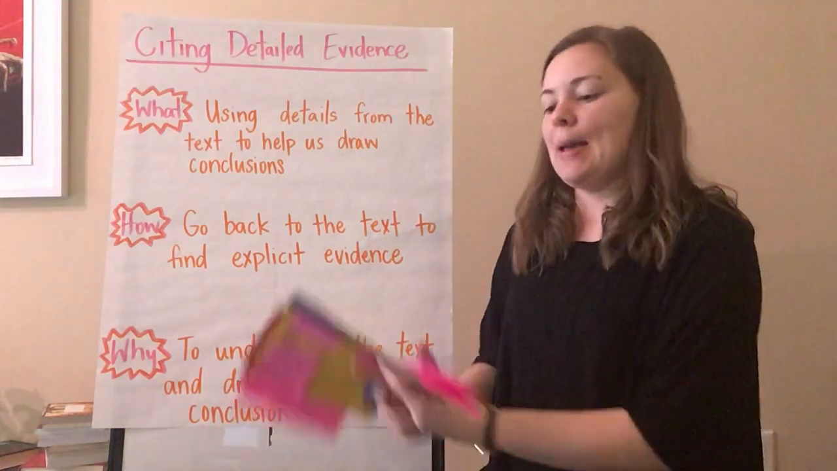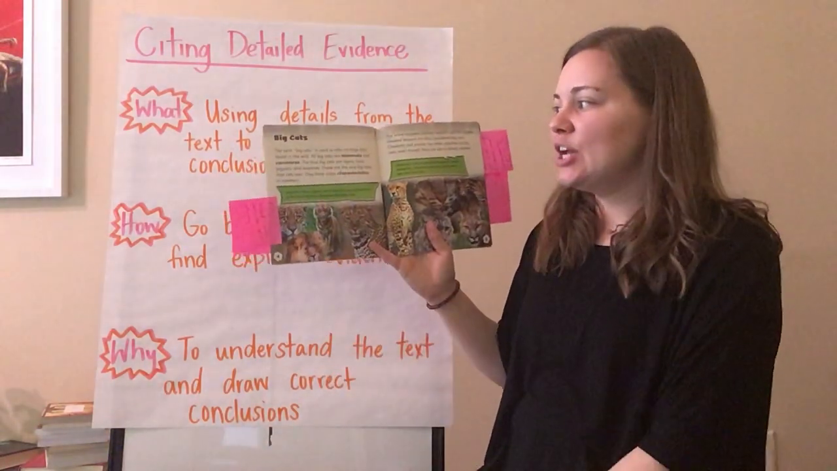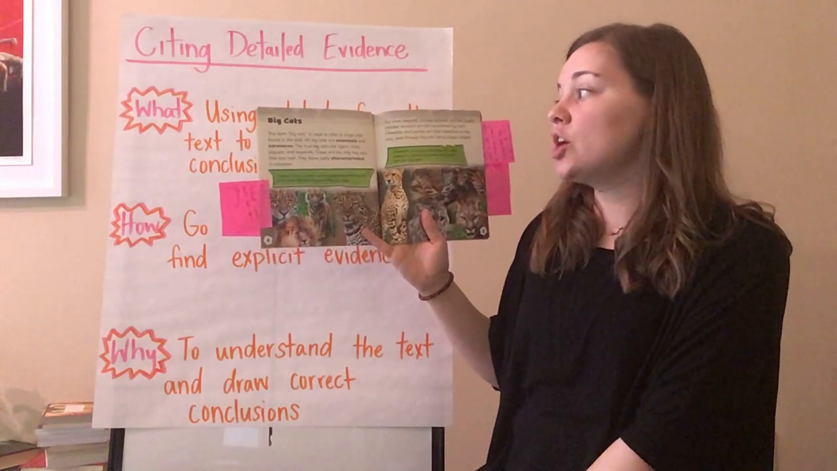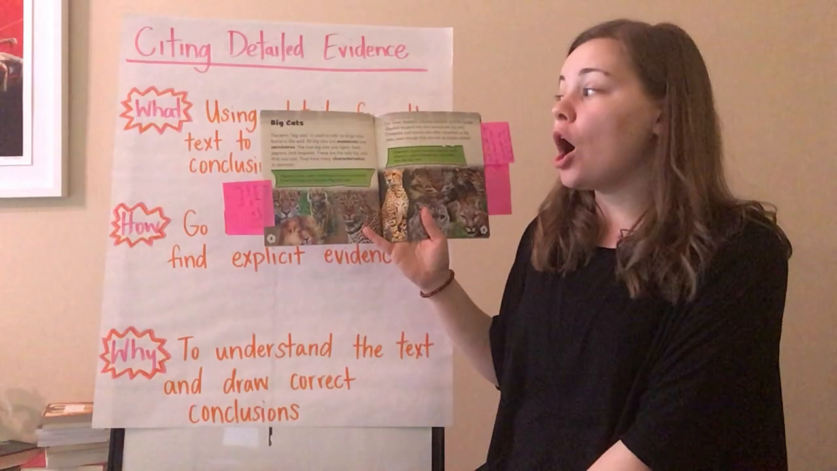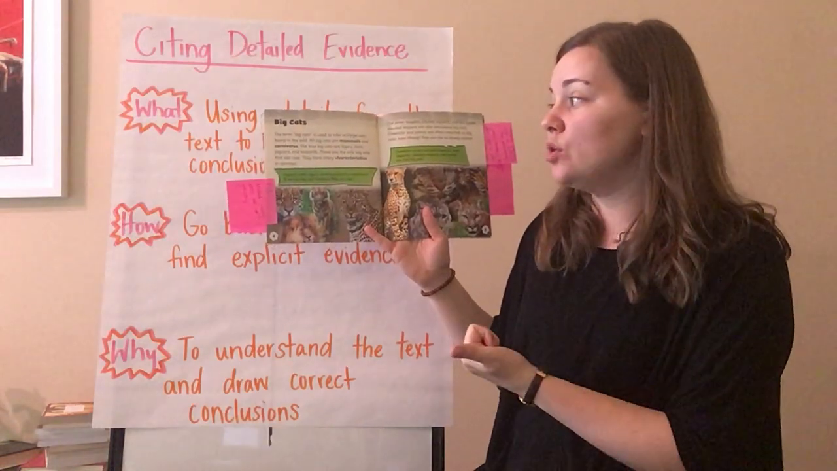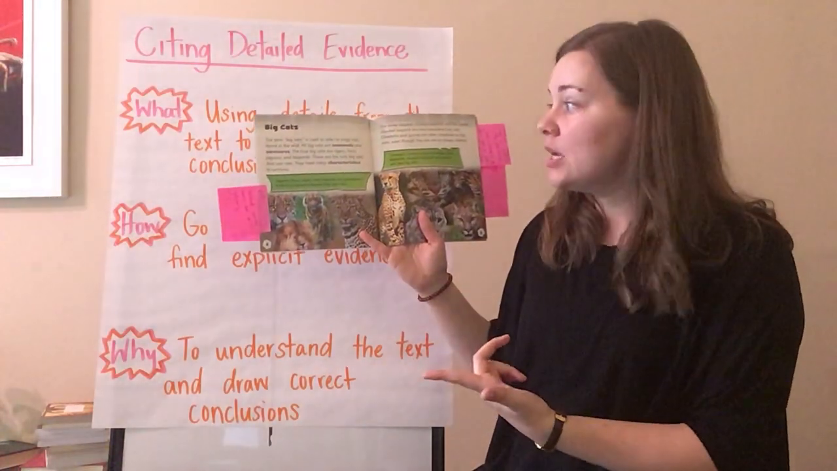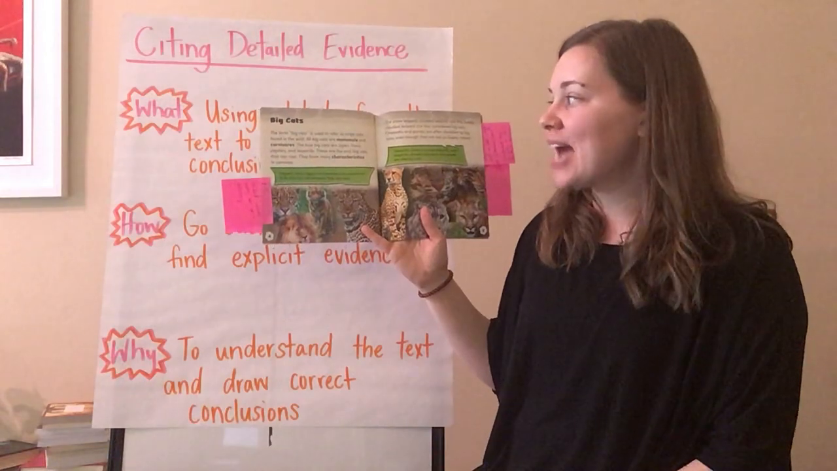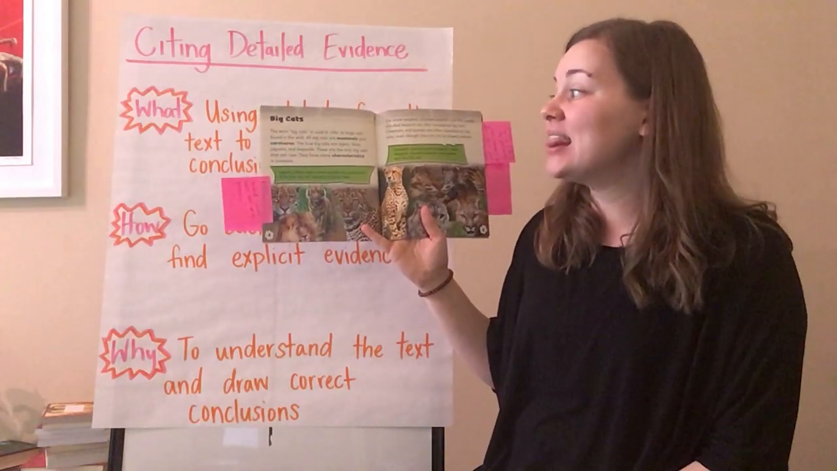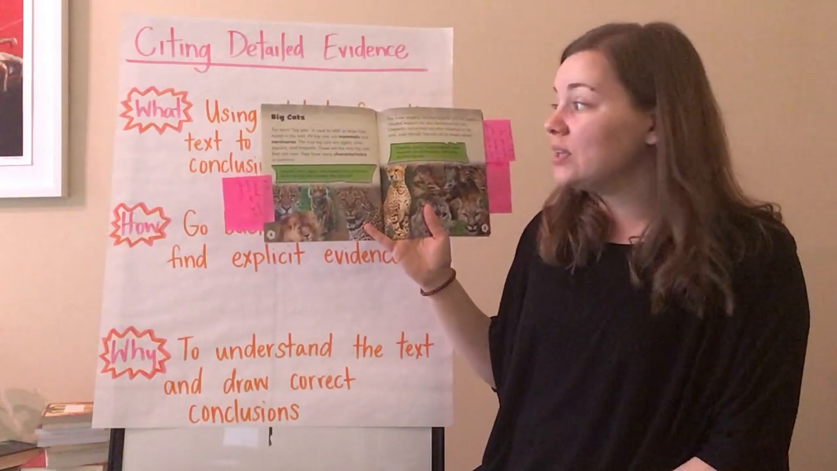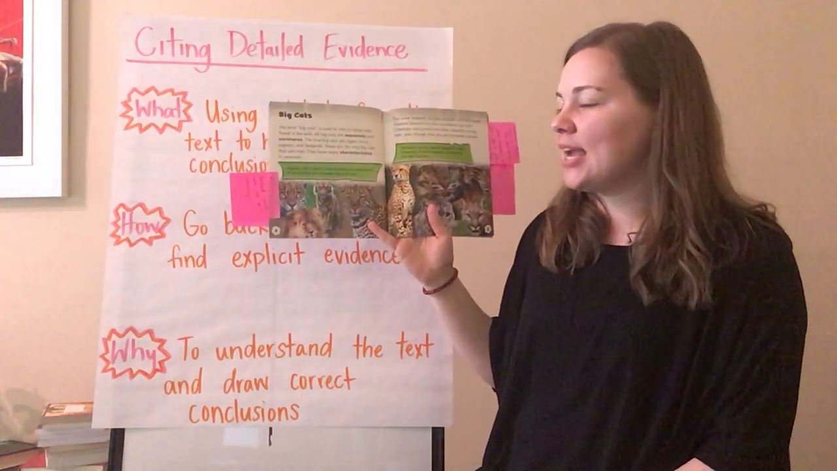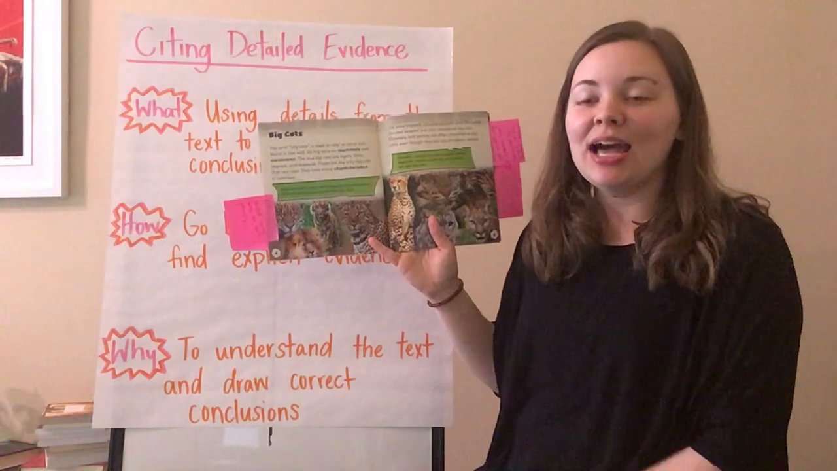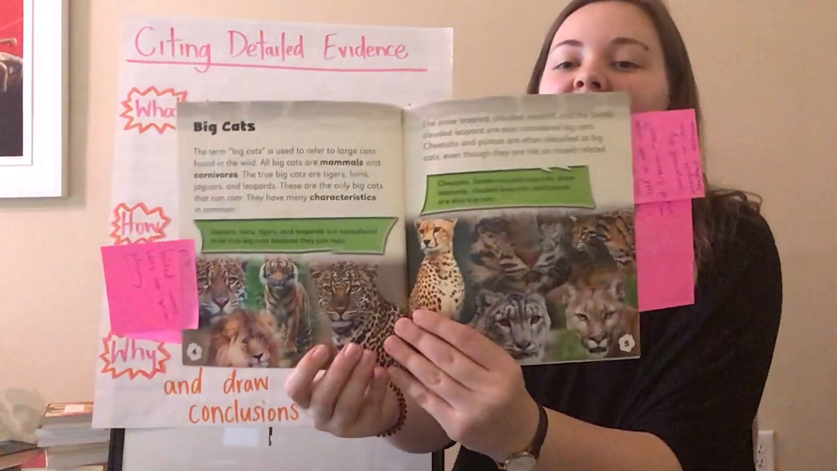Let's get started. Big cats. The term big cats is used to refer to large cats found in the wild. All big cats are mammals and carnivores. The true big cats are tigers, lions, jaguars, and leopards. These are the only big cats that can roar. They have many characteristics in common. I didn't know these were the only types of big cats that can roar.